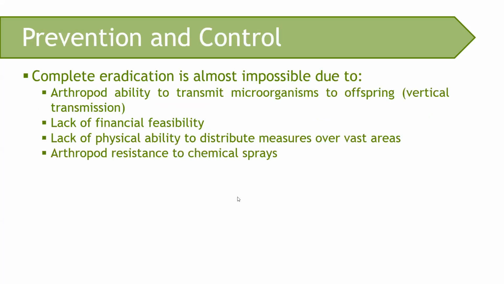So, for prevention and control, complete eradication is almost impossible due to what? Arthropods' ability to transmit microorganisms to offspring, lack of financial feasibility, lack of physical ability to distribute measures over vast areas, and arthropod resistance to chemical sprays.